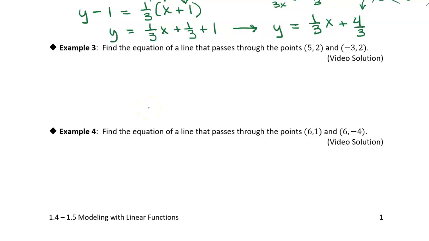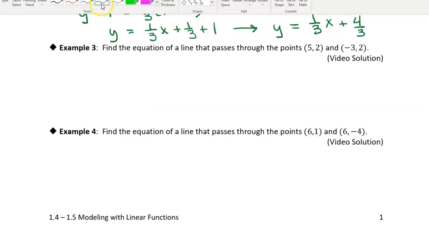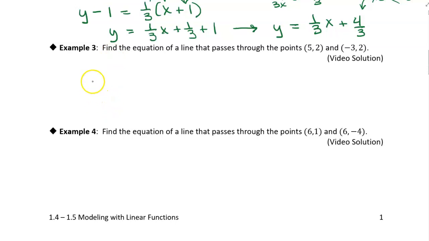This next example looks very similar to the last example. So let's just go ahead and do it the same way that we did the last one, right? We have 2 points and we can find the slope between those 2 points just by finding the rate of change between the 2 points, right?